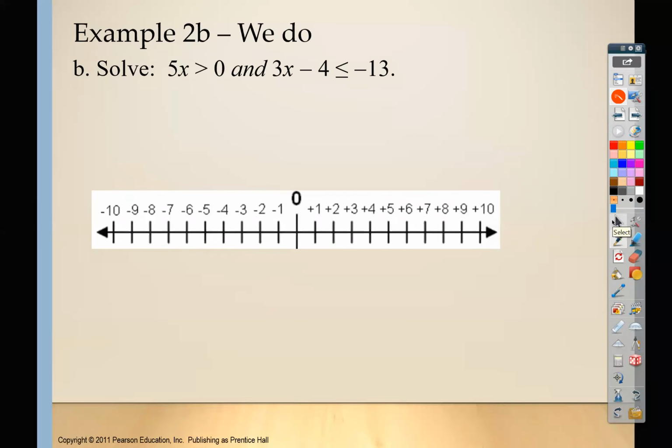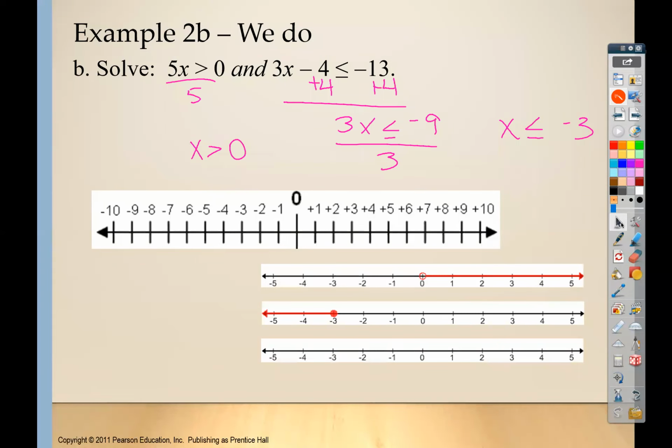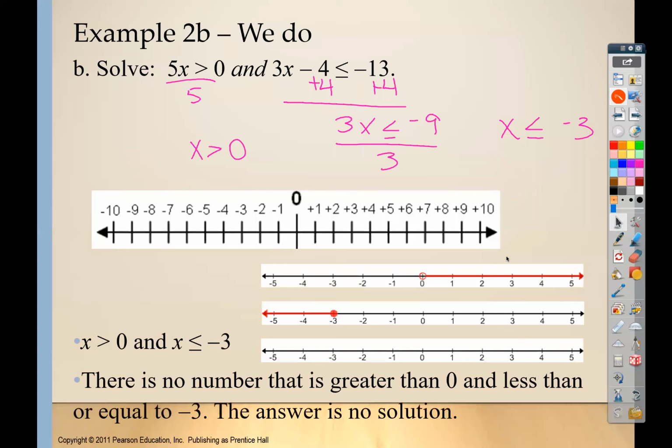Okay, 2B, we're going to do the same thing. We'll divide both sides by 5, and you get x > 0. And if I solve for x here, I would add the 4. Negative 13 plus 4 is negative 9, divided by 3, you get x is less than or equal to -3. So what numbers are greater than 0 and also less than or equal to -3? Nothing. So the answer is no solution.